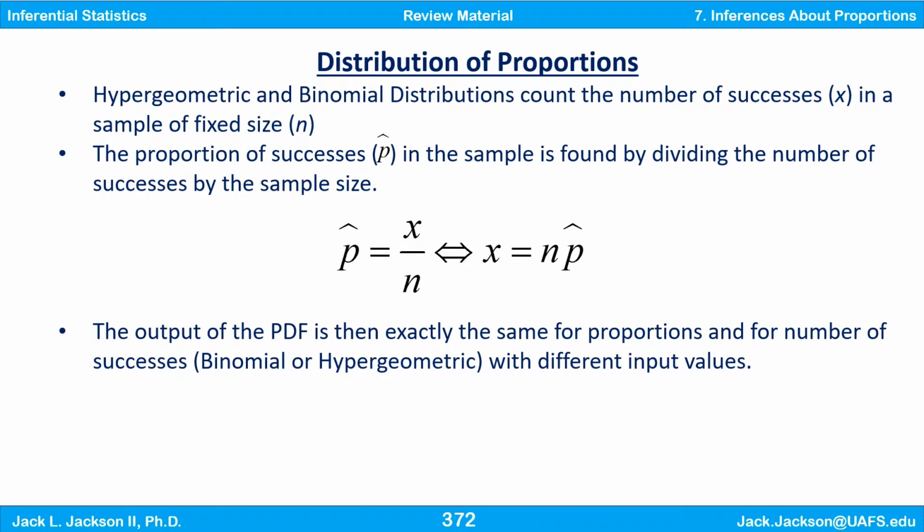Let's start by remembering that the distribution of proportions is actually figured out by a hypergeometric or binomial distribution. Both of those count the number of successes in a sample of fixed size, and the fixed size of the sample is n, the number of successes is x. The proportion of successes, denoted by p hat, in the sample is found by dividing the number of successes by the sample size. So p hat is x divided by n. Multiply both sides by n, and we get x is n times p hat. The output of the PDF then is exactly the same for proportions and for the number of successes, whether that's coming from a binomial or hypergeometric, with the different input values.